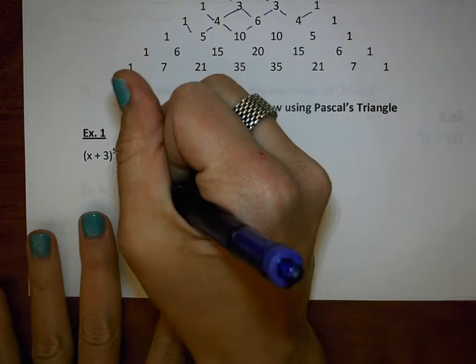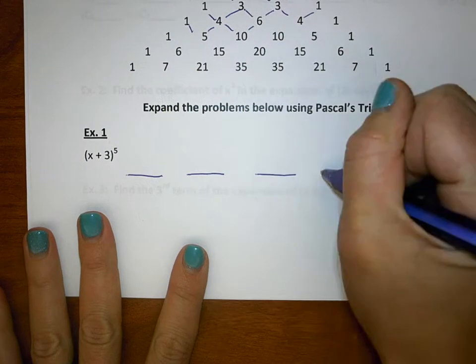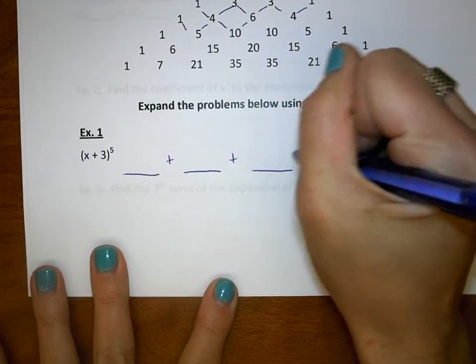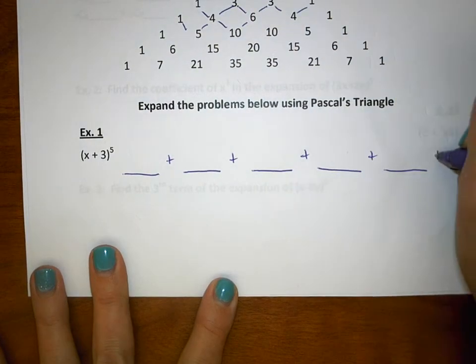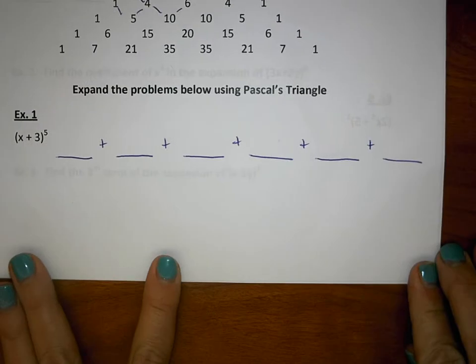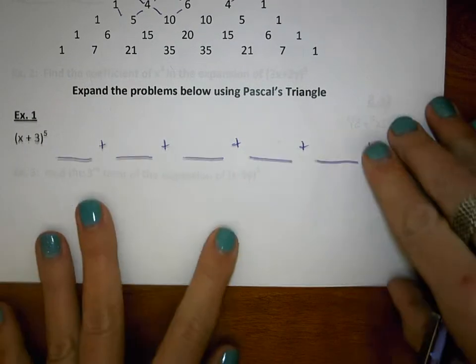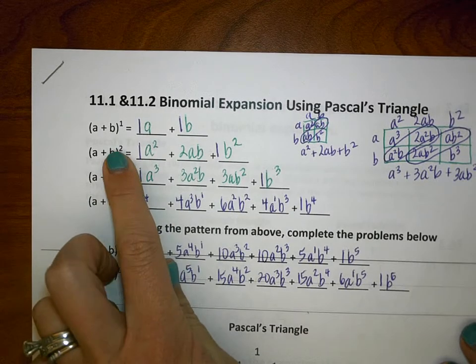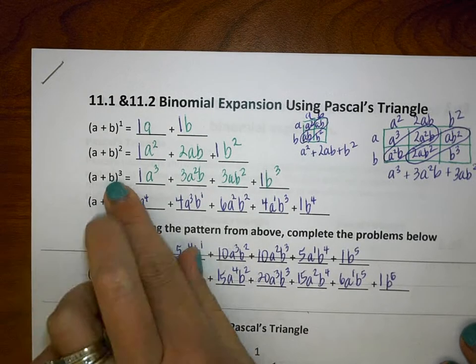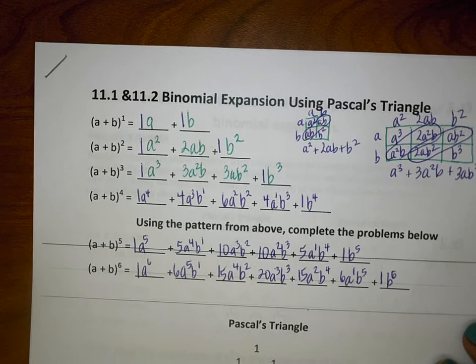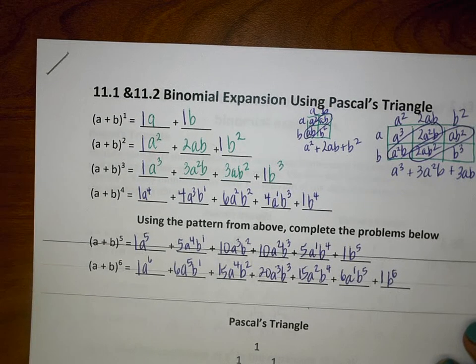So I'm going to make 1, 2, 3, 4, 5, 6. And I'm going to put my plus sign in between. But the exponent is 5. Remember how we went back, if you go back to the top, if you had a 1 as an exponent, you had 2 terms. If you had a 2 as an exponent, you had 3 terms. If you had a 3 as an exponent, you had 4 terms. So the number of terms is always 1 more than your exponent. That makes sense now. Good.